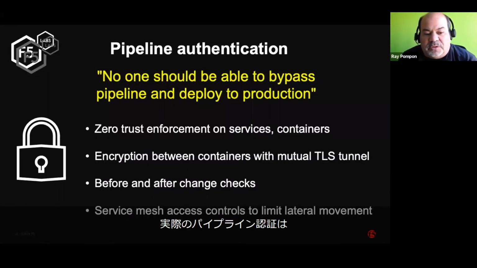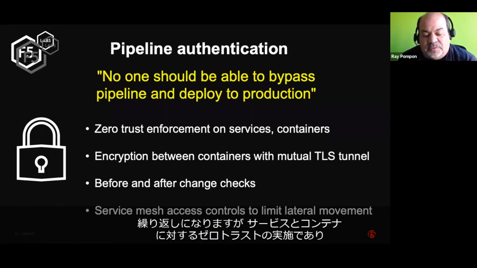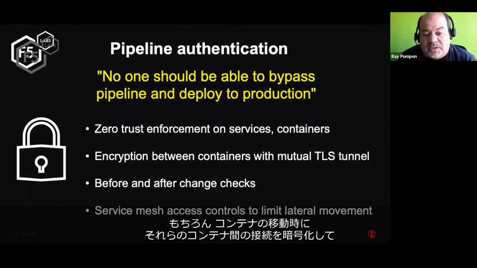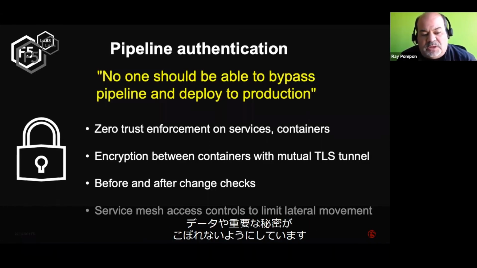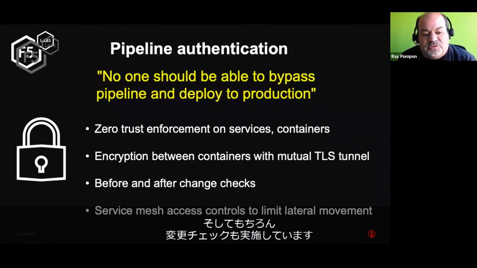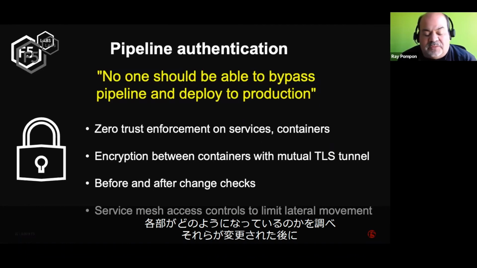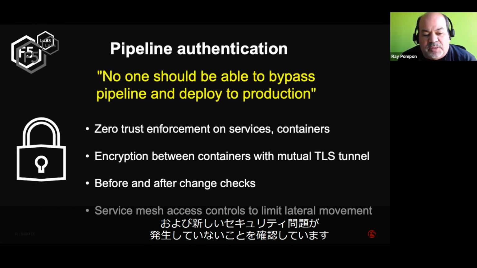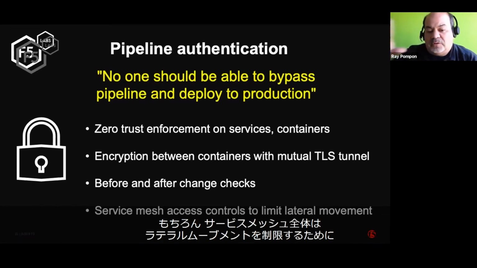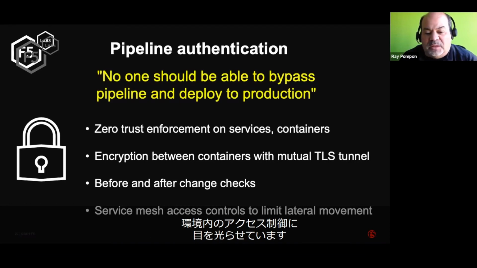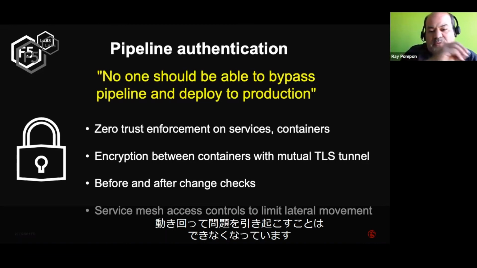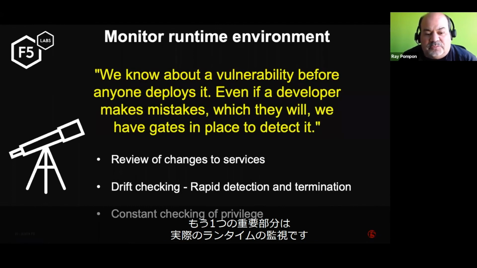So that actual pipeline authentication, again, is zero trust enforcement on the services and containers. We're, of course, encrypting the connections between those containers as they move, to ensure that we don't have any spilling of data or important secrets. And of course, we're doing change checks. We're looking at how something is, and then after it's changed, doing testing, doing analysis, making sure things aren't broken and new security problems haven't opened up. And of course, the service mesh overall is looking at access controls in the environment to limit lateral movement, meaning that we can't have something that's going to cause a compromise here and be able to move around and cause problems. The other piece, monitoring the actual runtime.